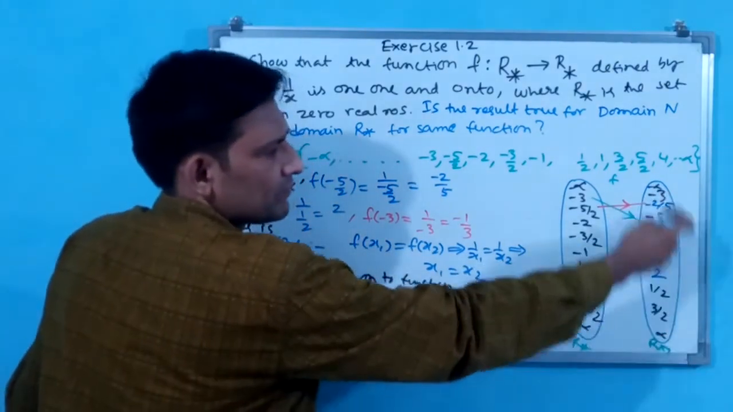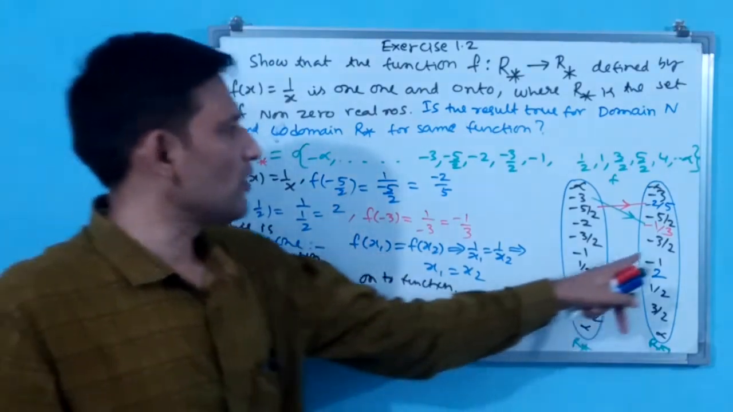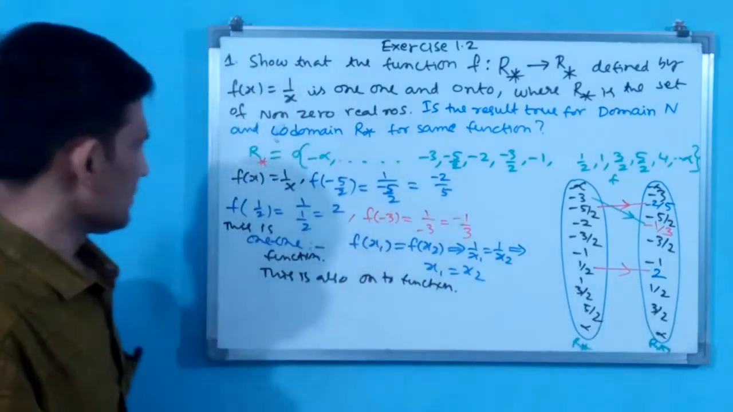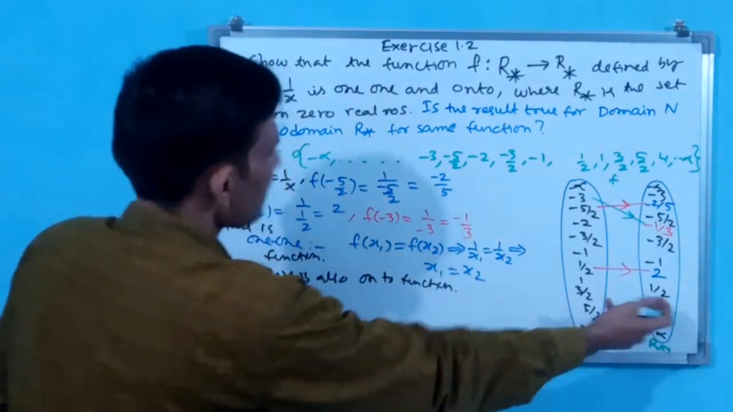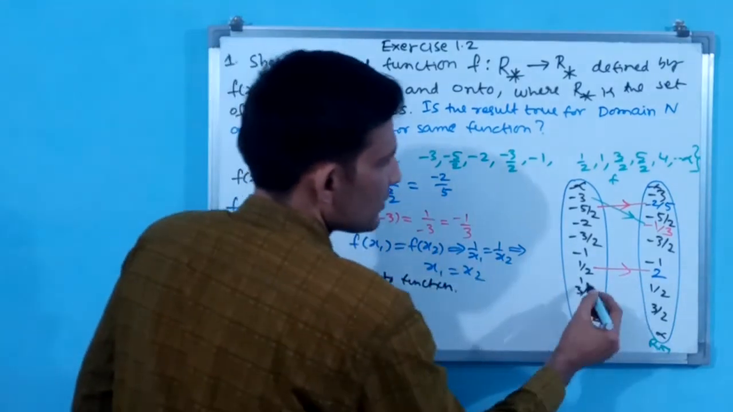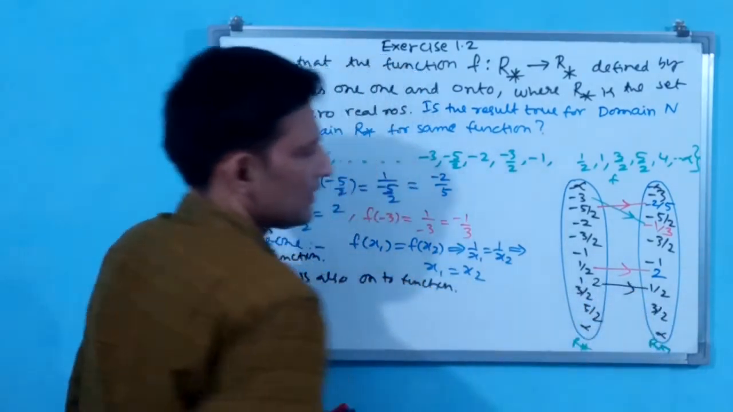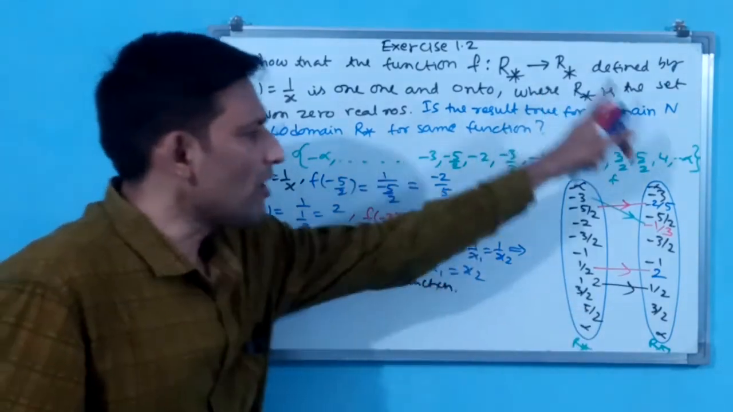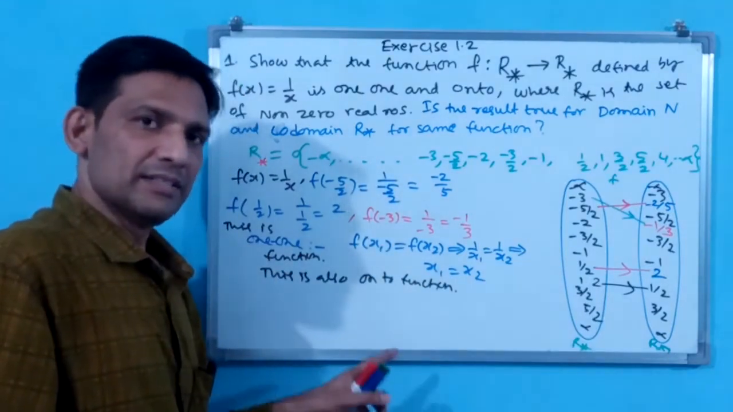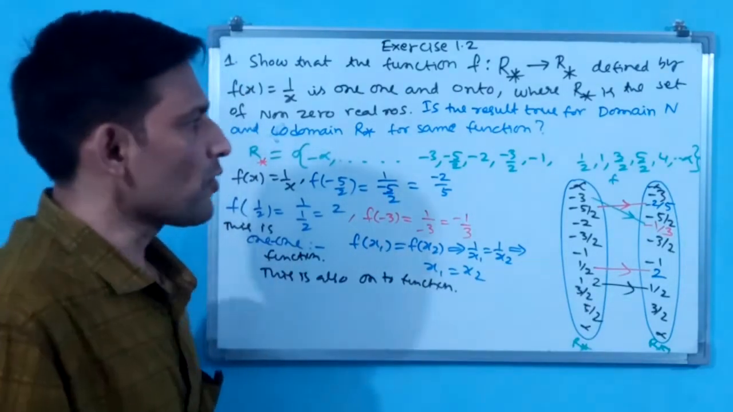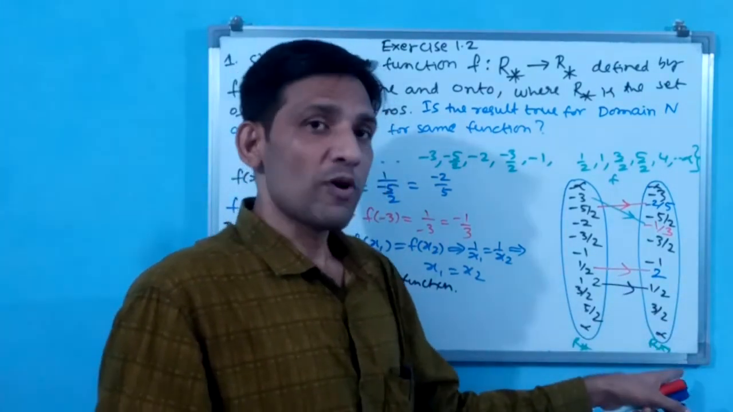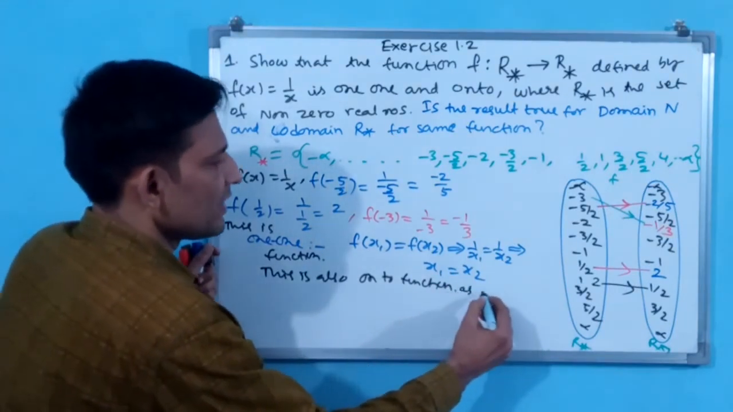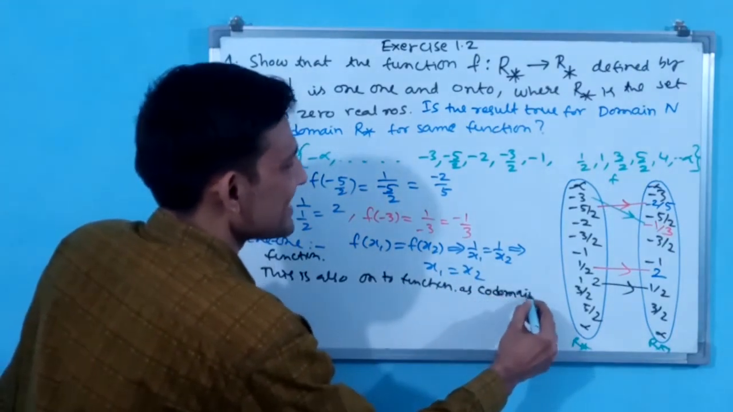How are you going to tell it is onto? For every element, see here what elements you have left? Minus 3/2, 1/2 you have left. For 1/2 what will be the relation? 2 will be the relation. This side 2 is going to have a relation with 1/2. That's all. 3/2 also the same. Like that all elements must have a relation with this side. That is why this is onto. No element is left. That means here codomain is equal to range. This is also an onto function as codomain is equal to range.